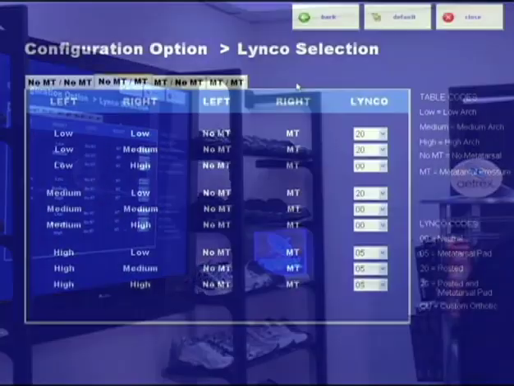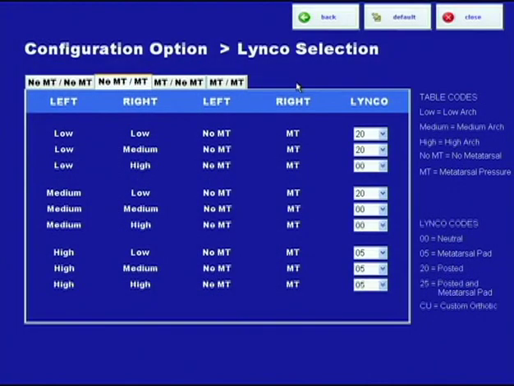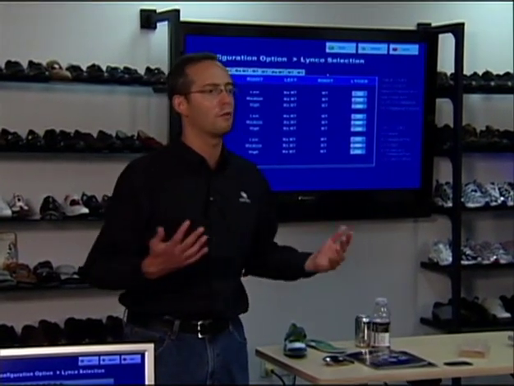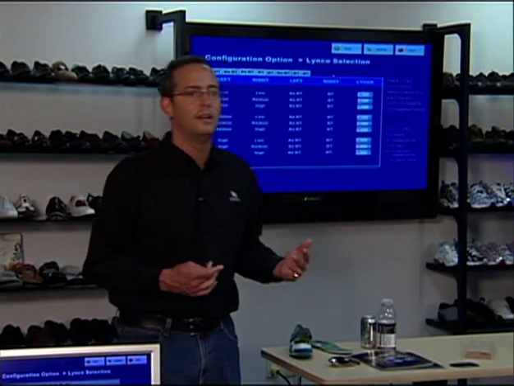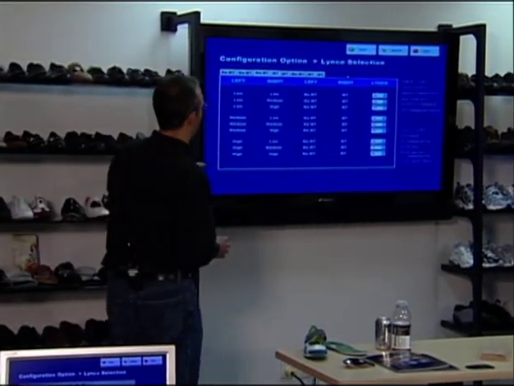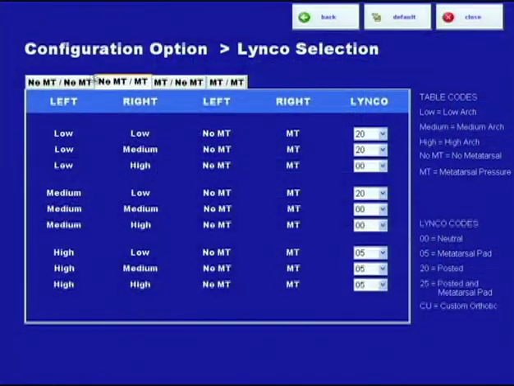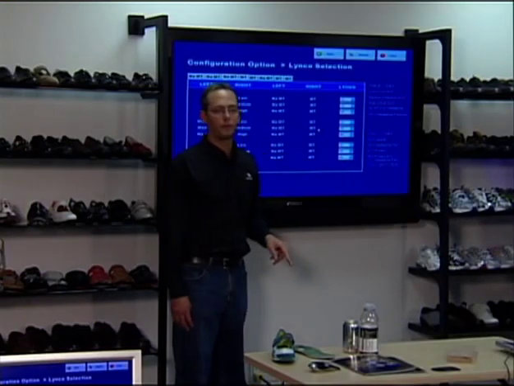Now, if you as a store owner feel that anybody who has at least one foot with met pressure, you want to give them a met pad, and again, there are people under our roof that really feel that that's the right way, you can adjust that very easily by changing these fields. So by clicking on this, if you want to make it where my one foot, medium arch, no met, met, right? This is like my feet, two medium arch, but one of them had pretty bad met pressure. We have it set up where it's neutral.